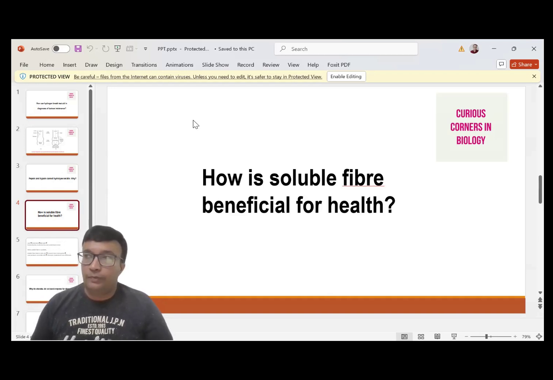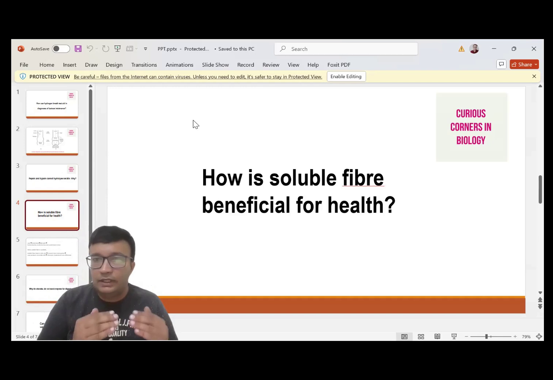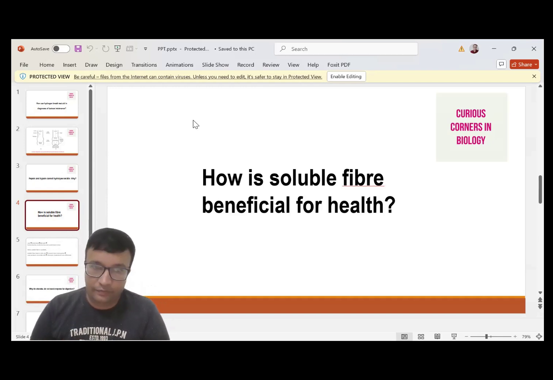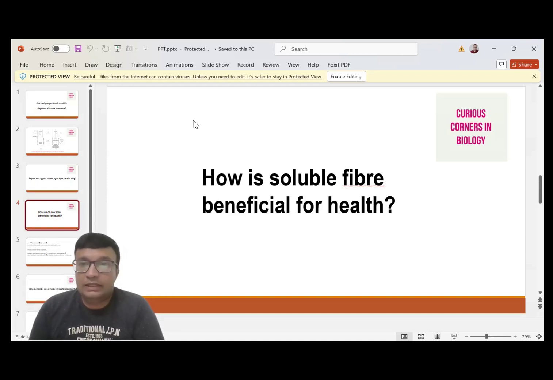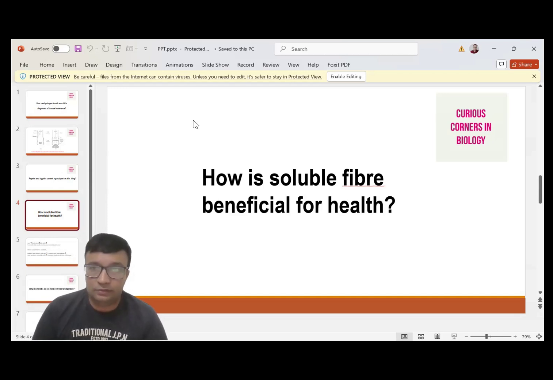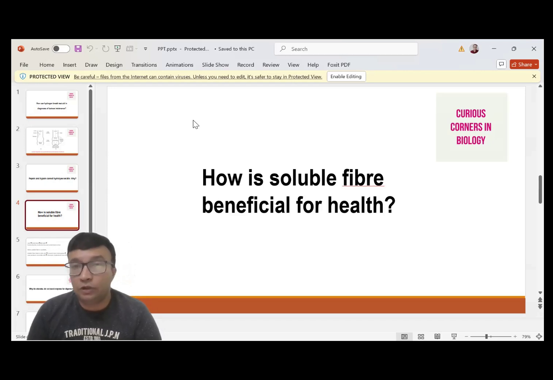So, when it is present with food or partially digested food, it forms a gel-like structure. In a way, it hardens the consistency of the food, or in other words, the viscosity of the food is increased. Where do we get plant-based dietary soluble fibers? From vegetables and fruits like beans, broccoli, and fruits like citrus fruits. These are high in plant-based dietary soluble fiber.